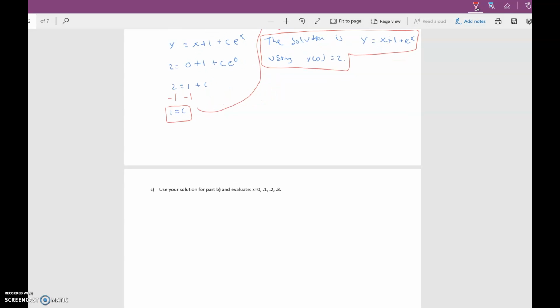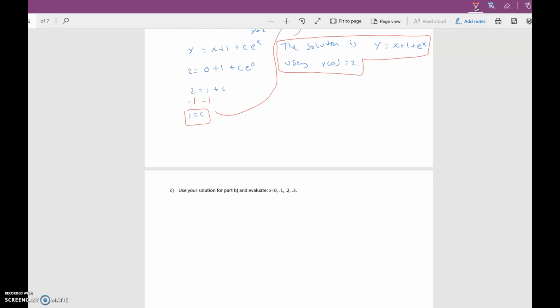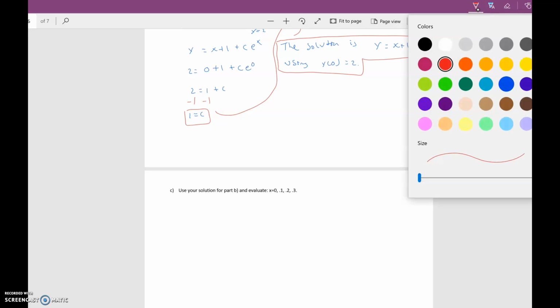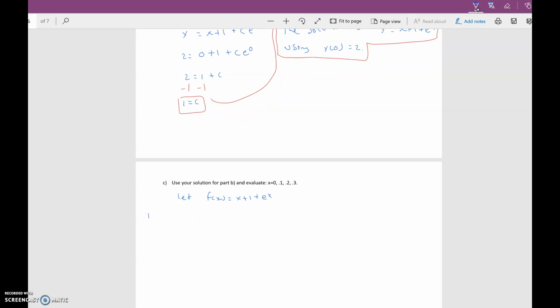Okay, so they want us to use our solution from part B and plug in those values. I'll express them as coordinate points. So for x equal to 0, we're going to let f of x equal x plus 1 plus e to the x. Then your y value is f of 0, which is equal to 0 plus 1 plus e to the 0, since e to the 0 is 1.